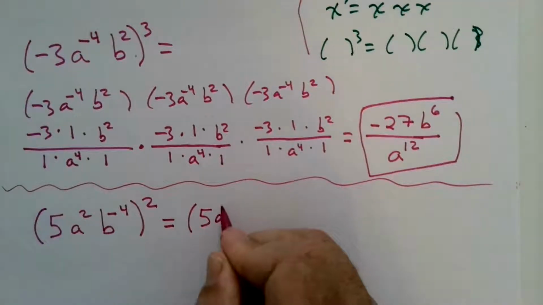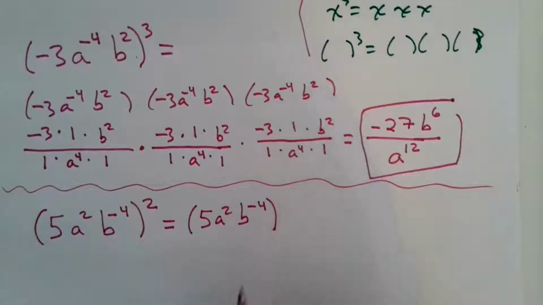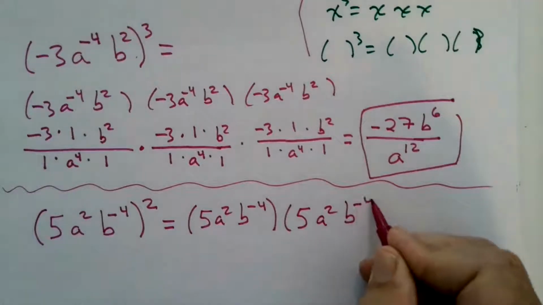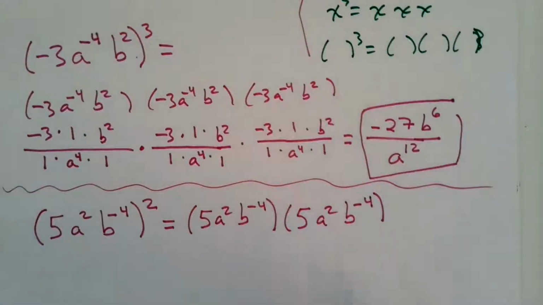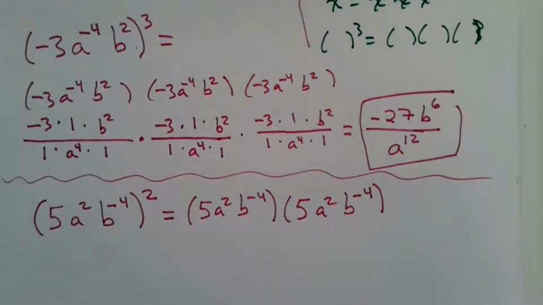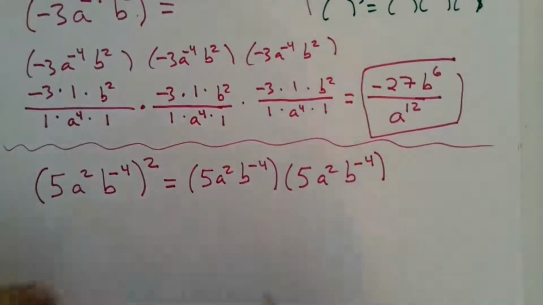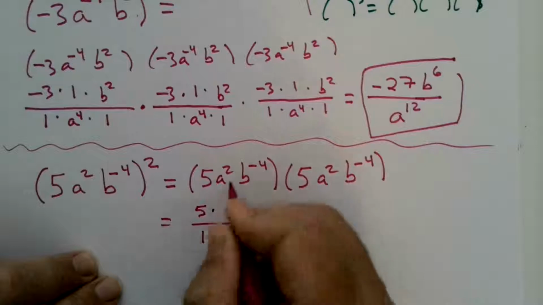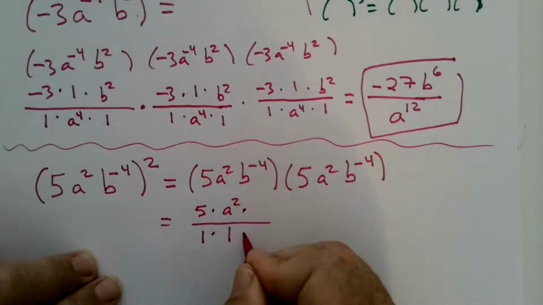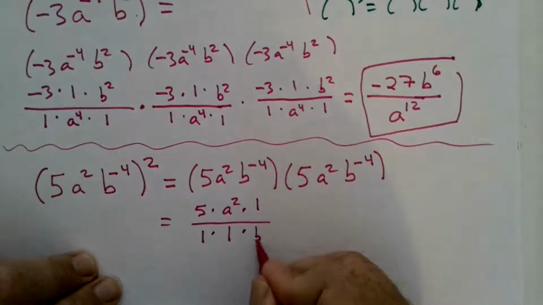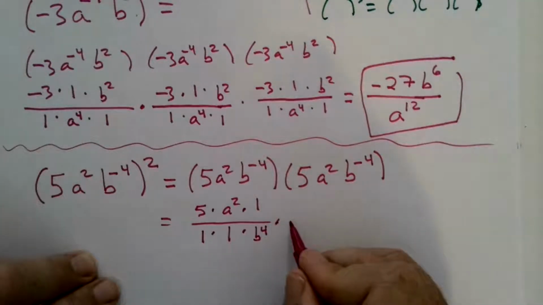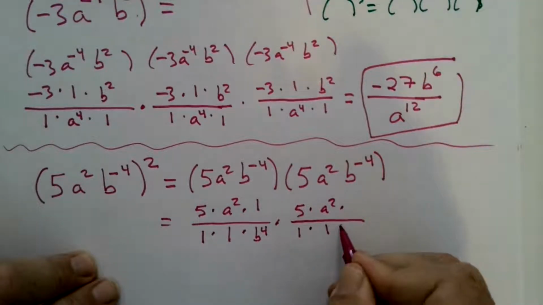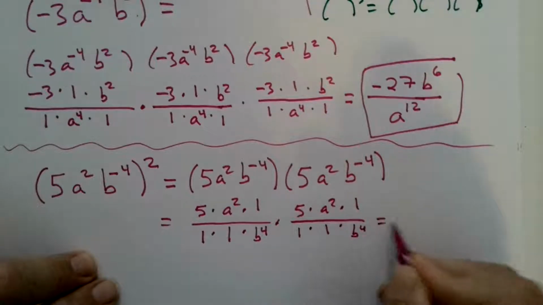We're going to have 5a squared b to the -4 times 5a squared b to the -4. And then we ask ourselves, what does that mean? 5 means 5 over 1, times a squared means a squared over 1. B to the -4th means 1 over b to the 4th. Same thing here, 5 over 1, a squared over 1, 1 over b to the 4th.